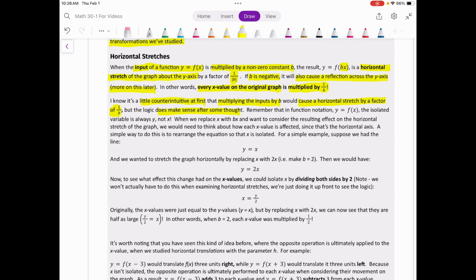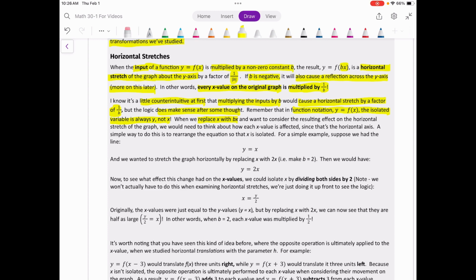Remember, in the function y equals f of x, the isolated variable is always y, not x, right? We always have y equals stuff if we've written it in our usual notation, right? And if it's not written in that notation, we should get it into that notation, okay? It's never x equals stuff. It's always y equals stuff. So what we're doing when we do a horizontal stretch is effectively replacing x with some new bx, right? bx.